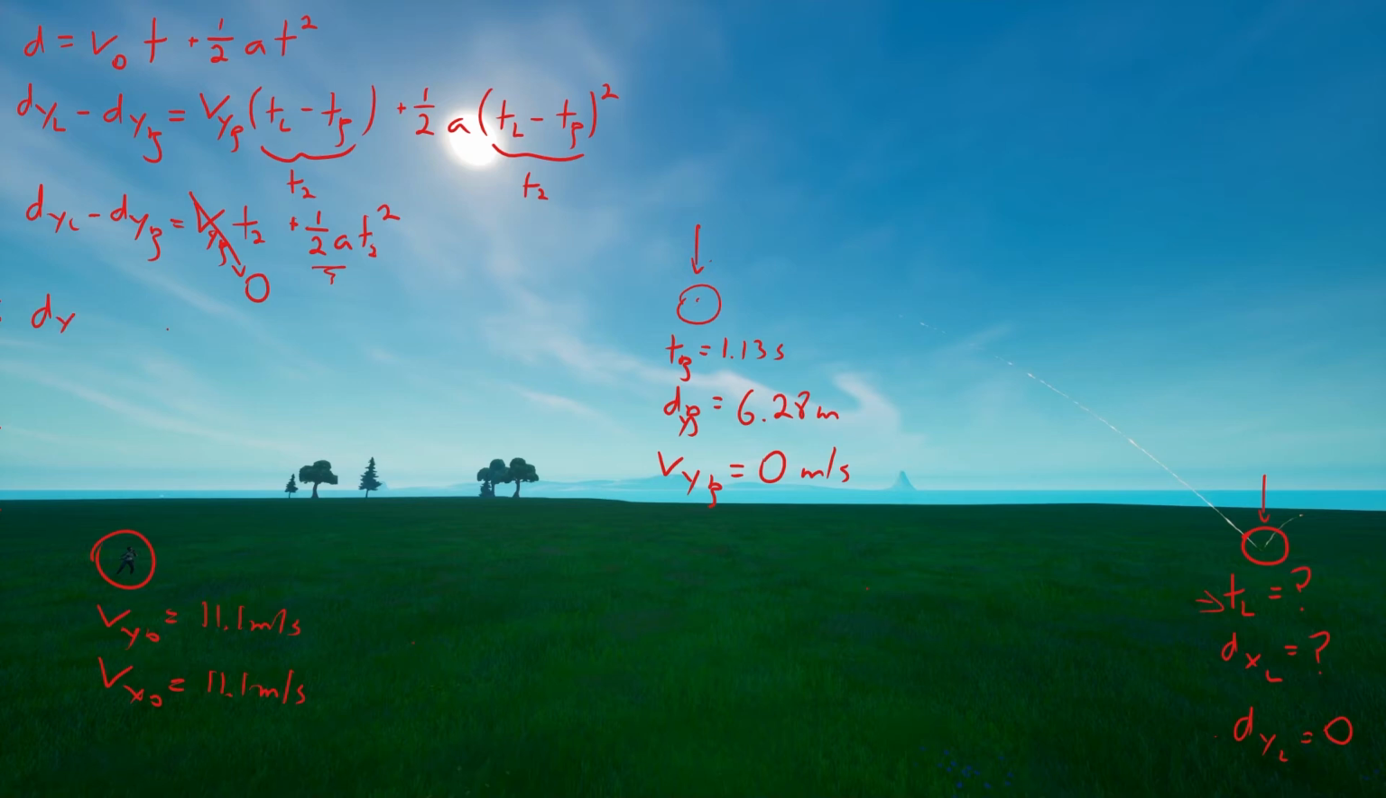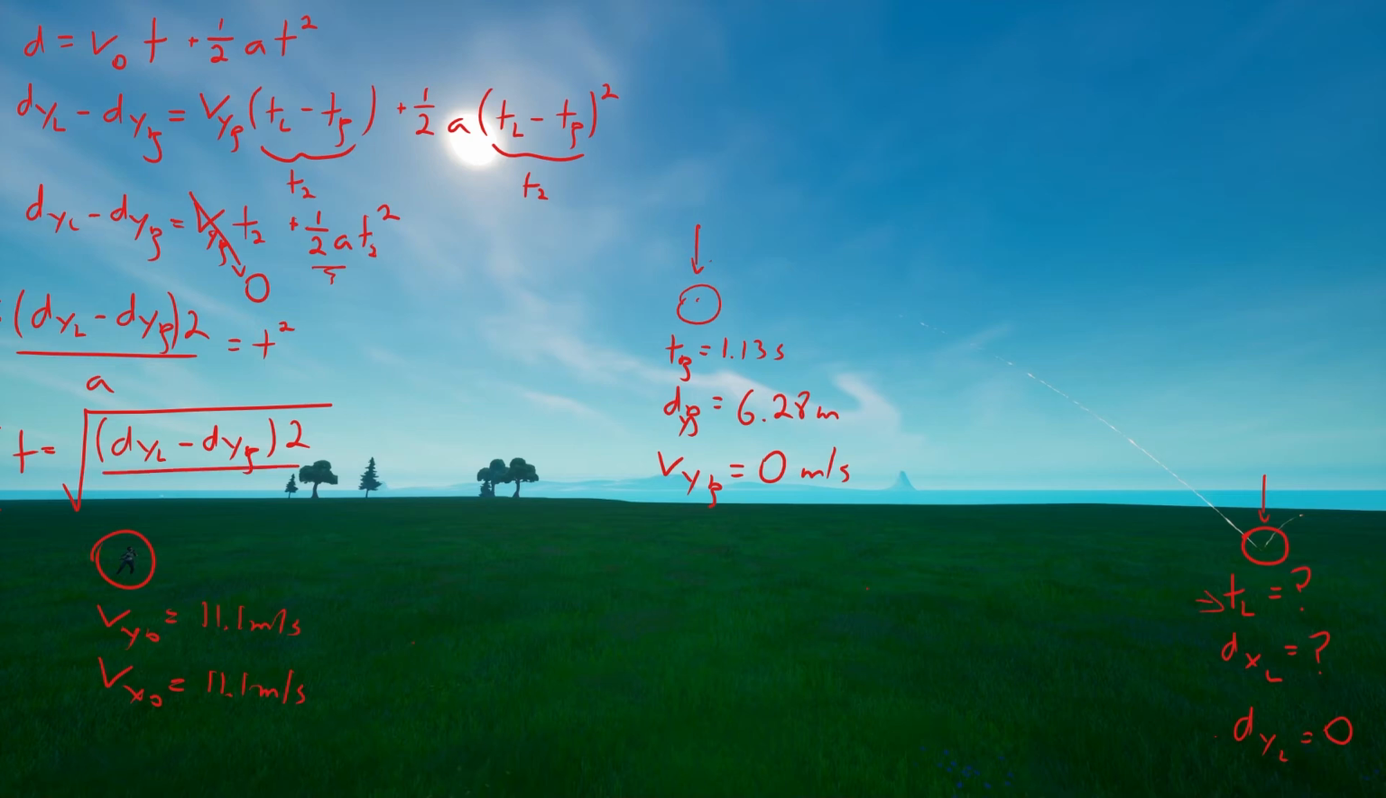Simple. Now, we're going to do a little rearranging so that we can calculate the time of landing, or t2 in this case, which is what we're going for. And so we're going to multiply both sides by 2, divide by acceleration, and that will equal t2 squared. Take the square root of both sides, and that gives us t equals the square root of everything original on the left-hand side. So the distance on landing minus the distance at the peak, all of that times 2 divided by acceleration.